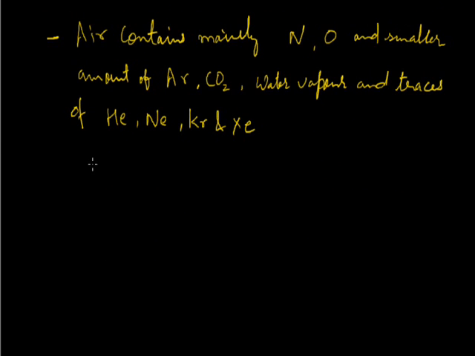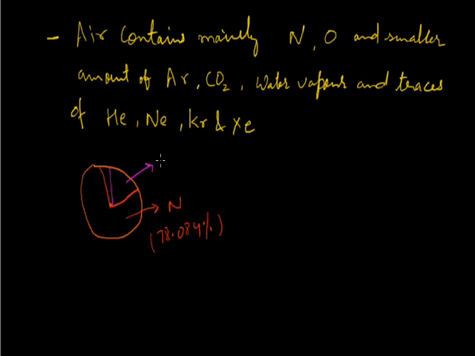The composition of air in diagrammatic form is as follows. Nitrogen is 78.084% by volume. Oxygen is 20.946% by volume.